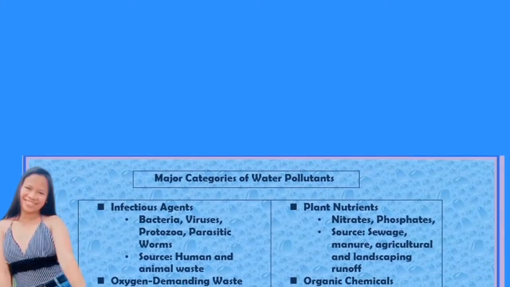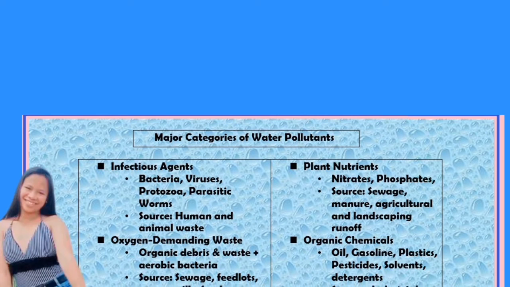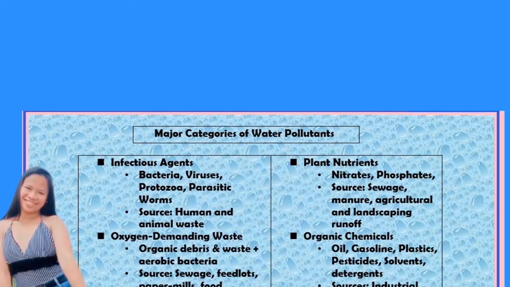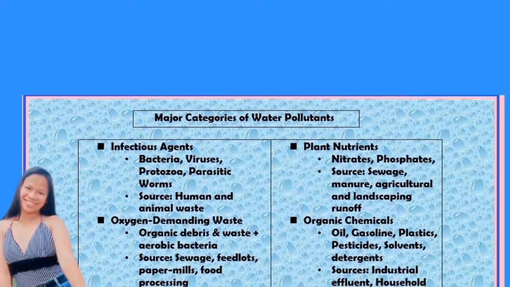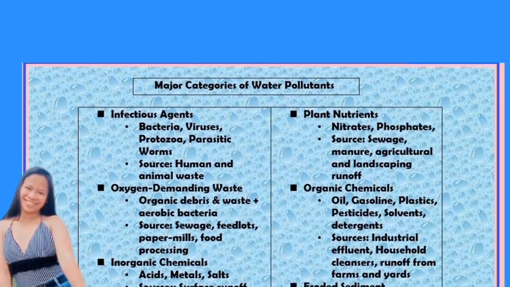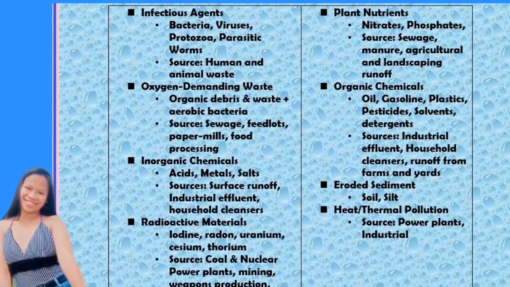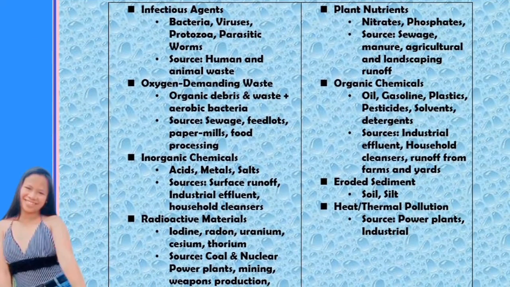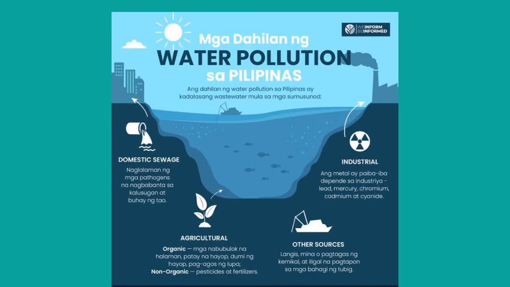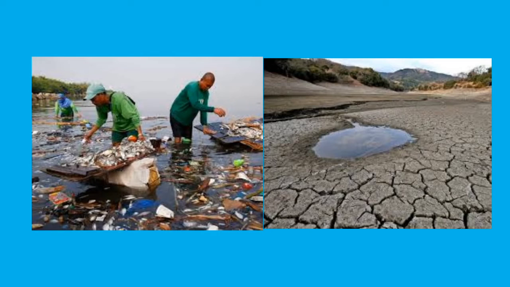So these are the major categories of water pollutants brought by humans and animal waste. First, infectious agents, oxygen-demanding waste, inorganic chemicals, radioactive materials, plant nutrients, organic chemicals, eroded sediment, heat, or thermal pollution. Polluted water affects especially aquatic life.